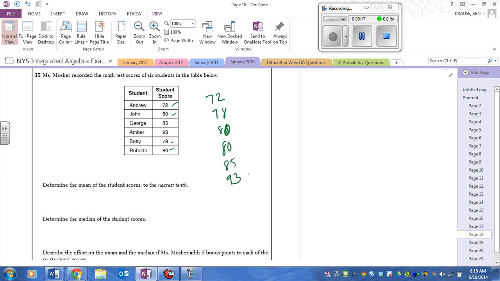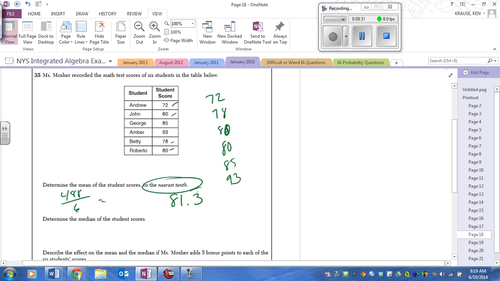Divide by 6. So this gives you an 81.3. Although I should show my work, it's 488 divided by 6, which is equal to 81.3%. To the nearest tenth, I can't put that repeating decimal in there. So the answer is 81.3%. The median is the middle number, and I got lucky, those 2 in the middle, so the median is 80.